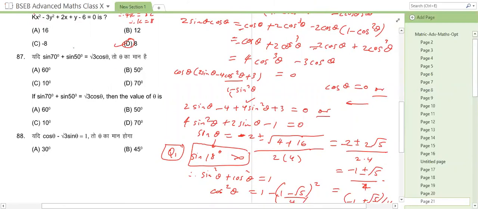Question number 87. What we have here is sine 70 minus sine 50 equals √3 cos theta. Good question here. So what we can do is divide everything by 2. So what we have here is half sine 70. Or you can divide by 2 or use special angles. Let's just use special angles, which is easier. So let me take out all this.